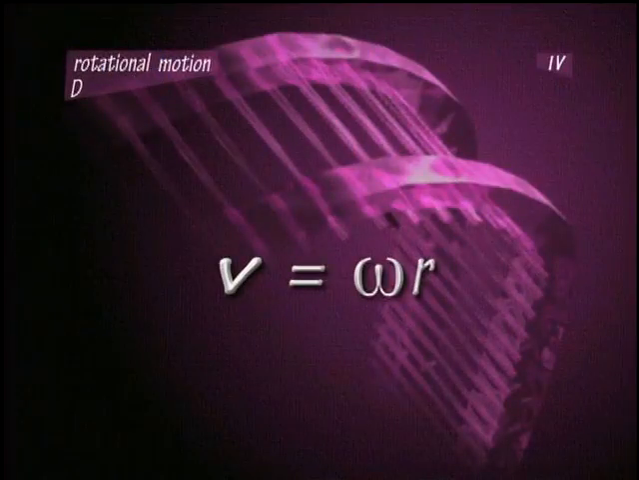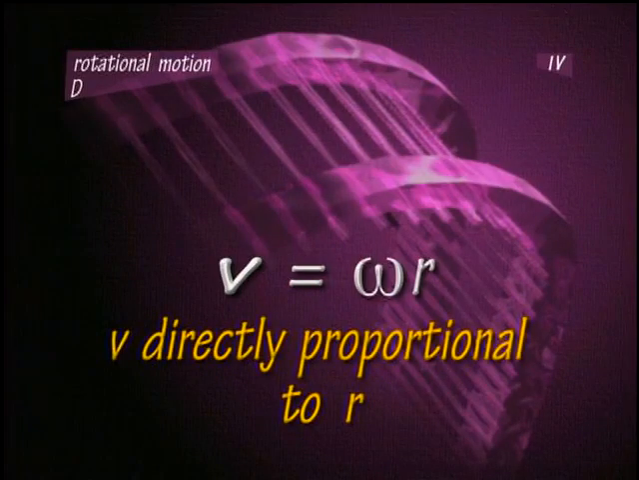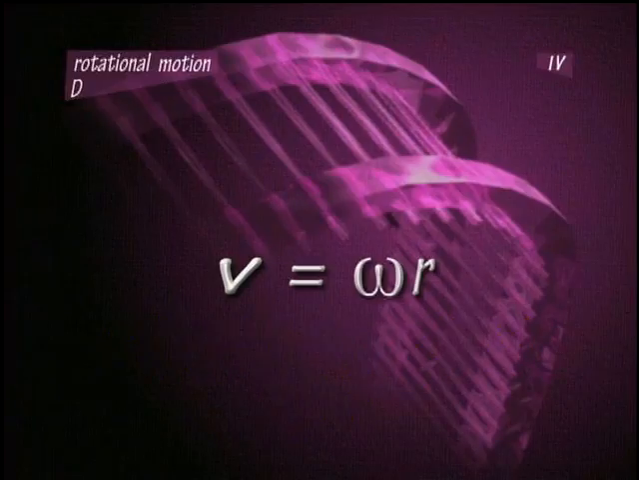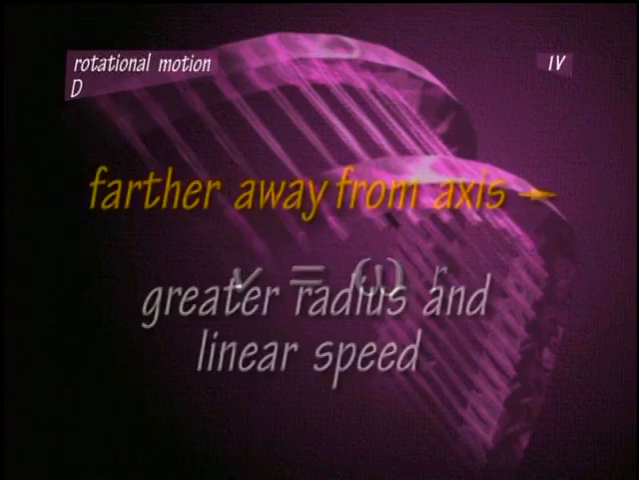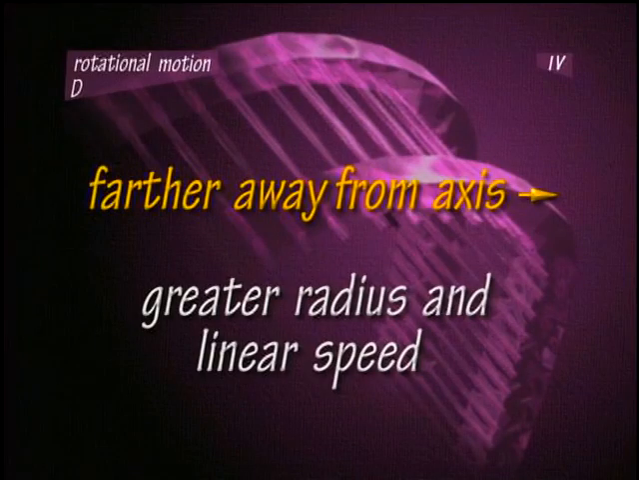In the equation v equals omega times r, v is directly proportional to r, because if the velocity increases, the radius will increase, and if the velocity decreases, the radius will decrease. So the farther a point on the object is from the axis, and the greater that point's radius, then the greater its linear speed.